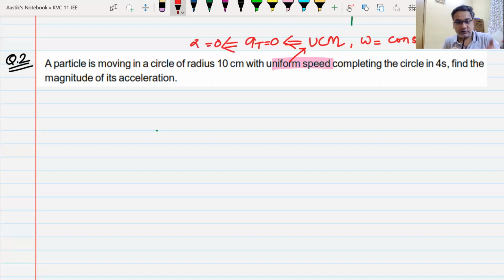Because if the acceleration is 0, then what are they asking? Find the magnitude of its acceleration. They are asking you to find out the value of A. You have 2 minutes to solve this.